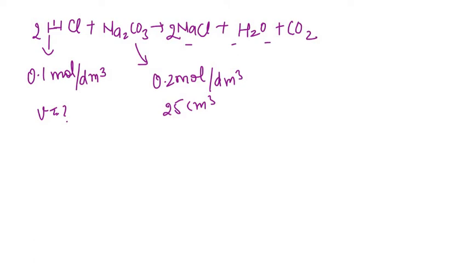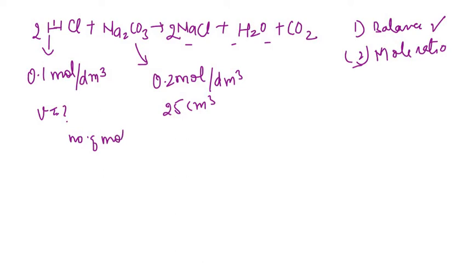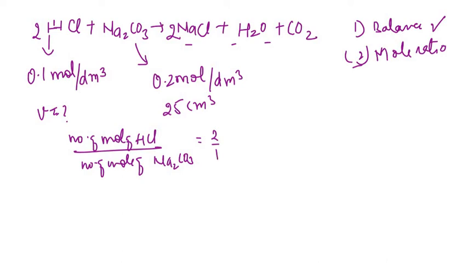So focus here. Point number 1, check: is it a balanced equation? Yes, it's a balanced equation. Now figure out the ratio. What ratio? Mole ratio here. The ratio is 2:1. So the number of moles of HCl divided by the number of moles of Na2CO3 is 2:1. Now they have given you concentration. They give molar concentration. So what is molar concentration? Mole divided by volume.